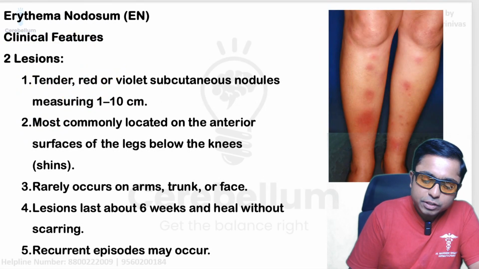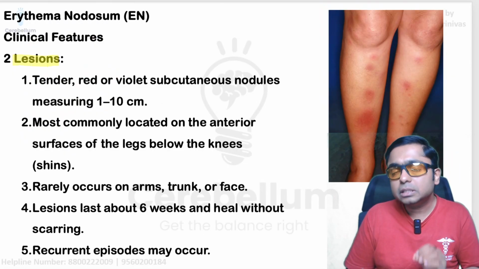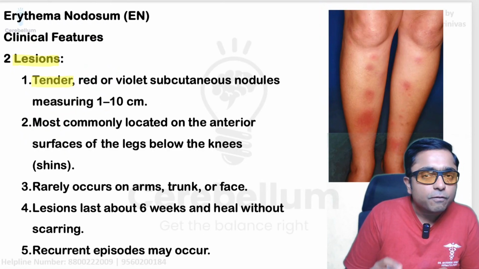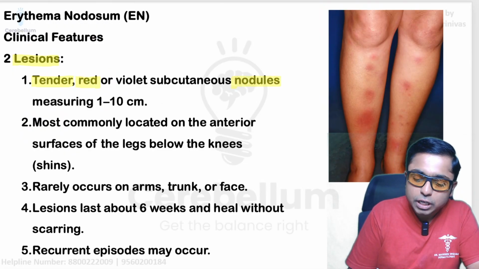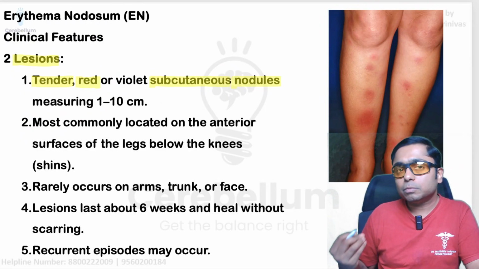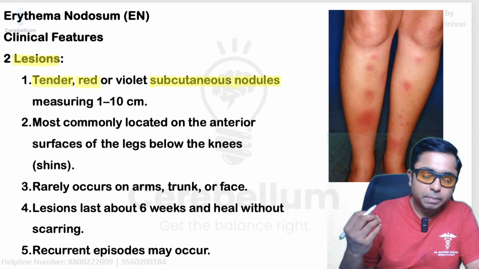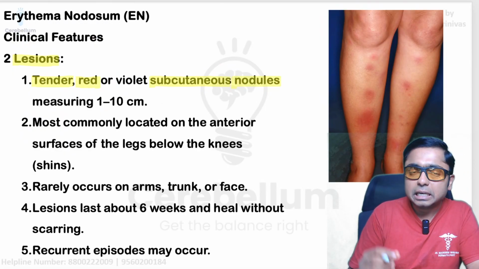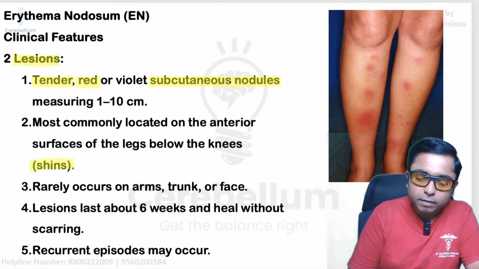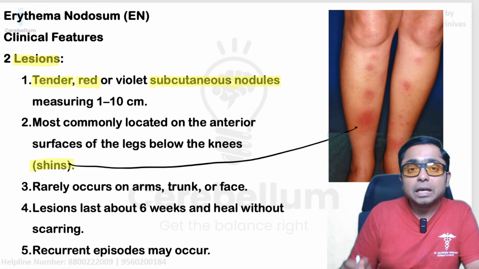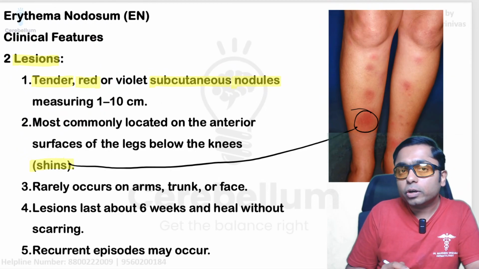Lesions. What are the lesions which you are going to see characteristically? Yes, now this is important to remember. There will be very painful, tender, red colored nodules which are present in the hypodermis. So subcutaneous nodules which are erythematous and tender are going to be the classical picture in erythema nodosum, and most commonly the location is going to be over the shin, the anterior aspect of the leg.